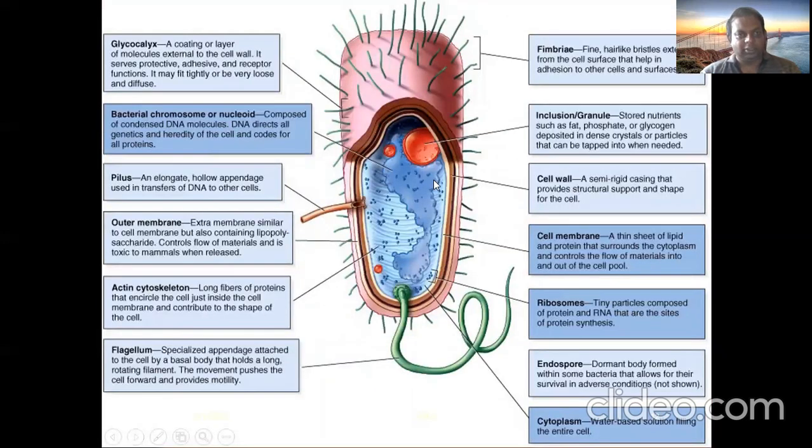Further, in three-dimensional view, you can see the inclusion granules and the bacterial chromosome, or nucleoid. Likewise, the gram-negative cell wall we will discuss later.